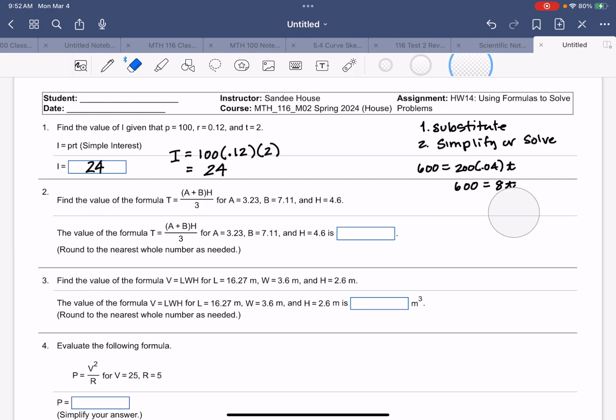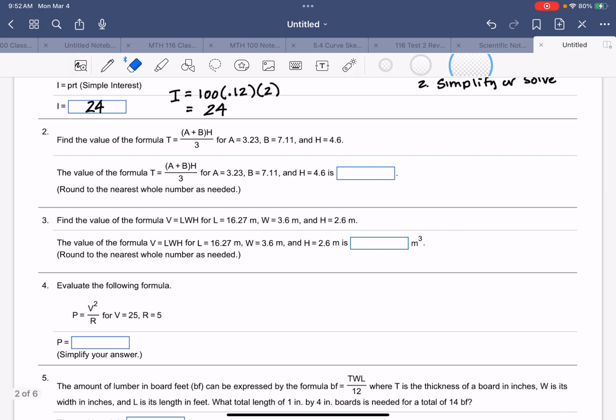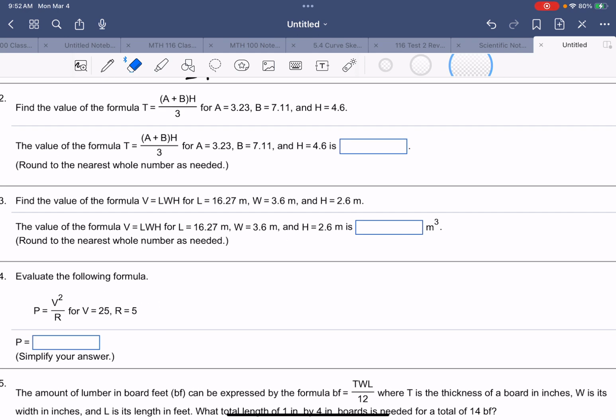All right, number 2. Find the value of the formula T equals, in parentheses, A plus B times H divided by 3, where we know what A is, 3.23, B is 7.11, and H is 4.6. So we're going to substitute, in parentheses, 3.23 plus 7.11 times 4.6. All of that is divided by 3.